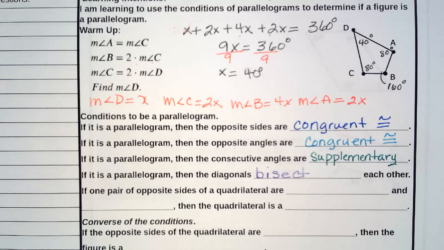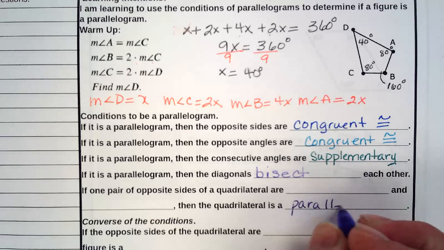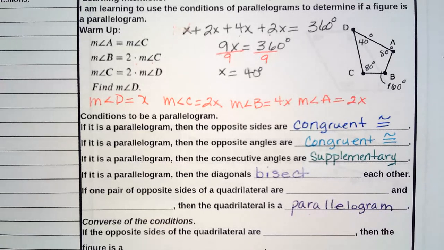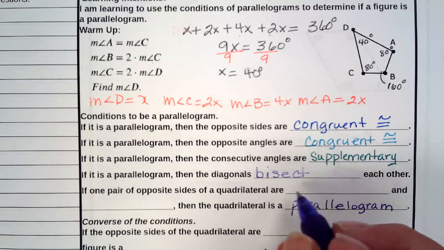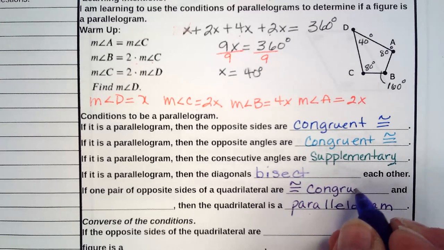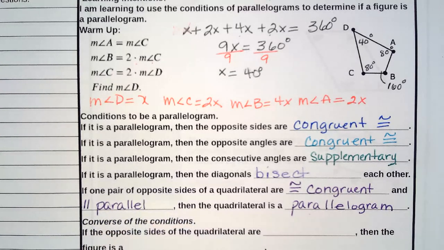Okay, so for the next one, if one pair of opposite sides of a quadrilateral are something and something, the quadrilateral is a parallelogram. So the parallelogram goes here. What do we know about opposite sides? They are congruent and parallel. Or parallel and congruent, but it has to be the same thing.